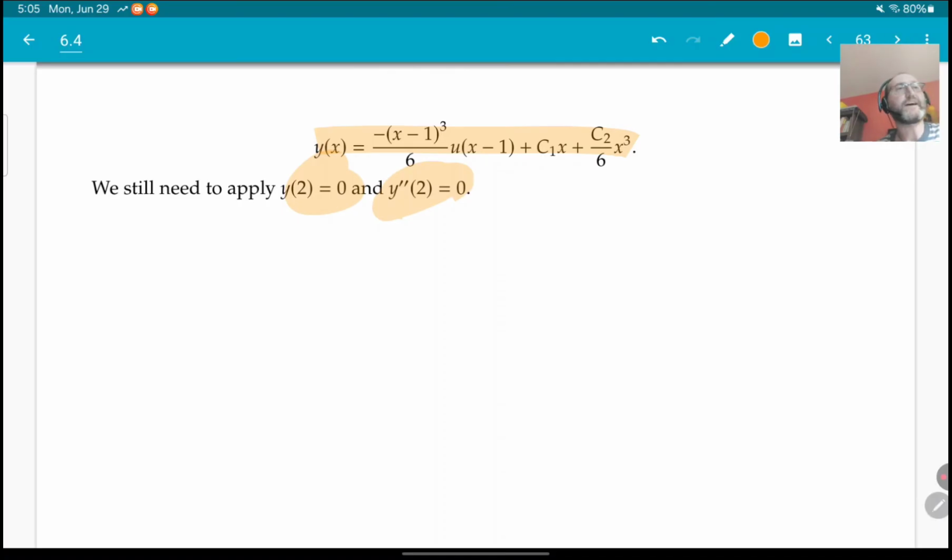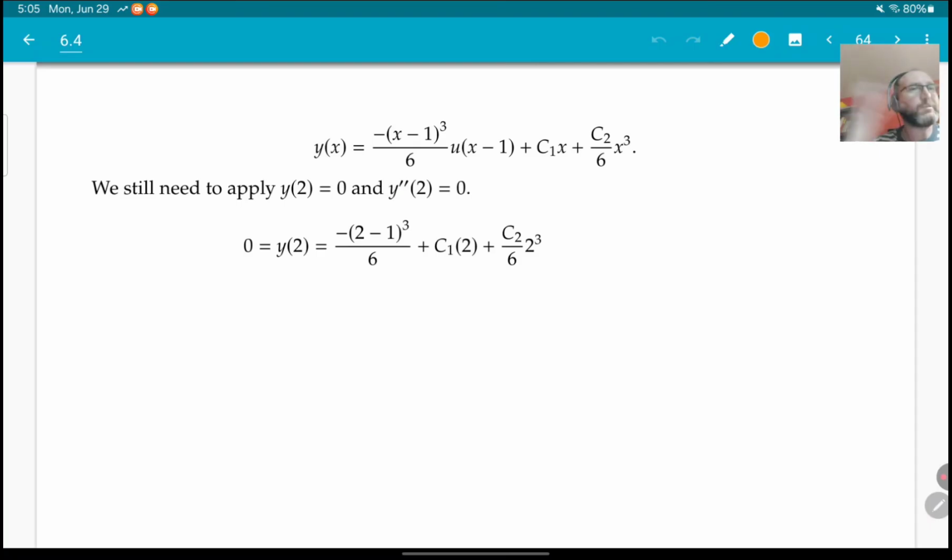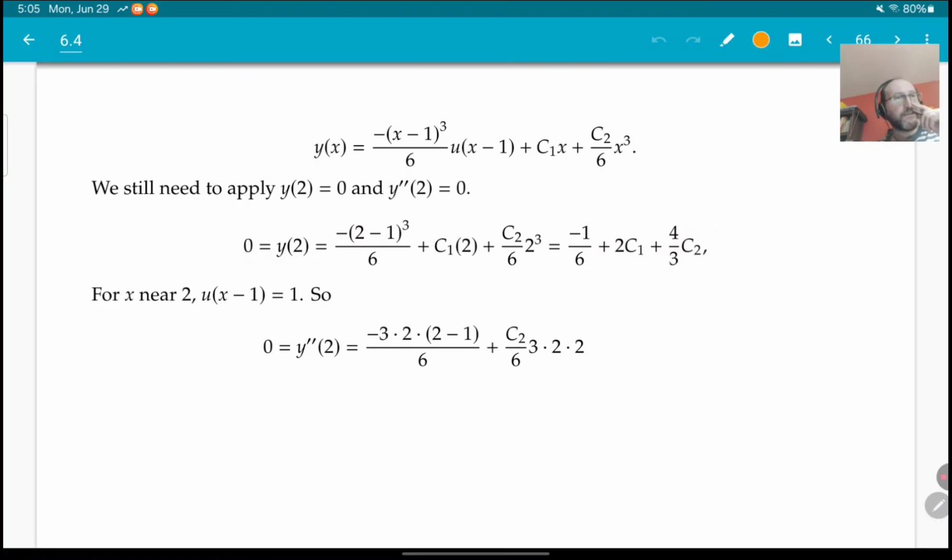Well, the first one is simple. You just plug in x equals 2, and I get this, which is supposed to be 0. Now, when x is near 2, the Heaviside function is shifted at 1, so it has a discontinuity at 1. But once x is all the way at 2, it's just 1.